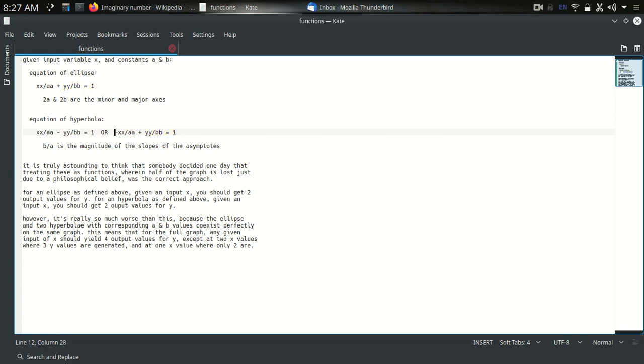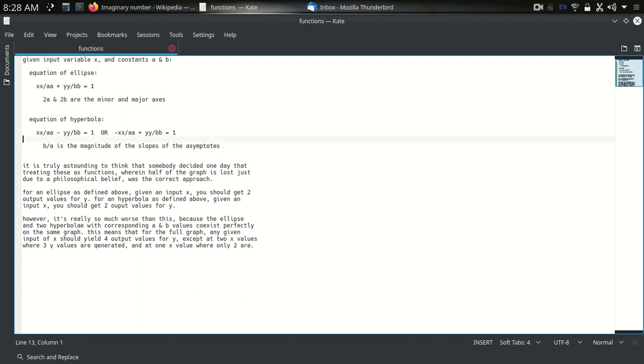And in the hyperbola, one of the terms is negative. It could be the x squared term or the y squared term. Doesn't matter. But look at this. B on A is the magnitude of the slopes of the asymptotes. Okay? Rise over run, look at that. Rise is y, run is x. Oh my god. And it might be positive or negative. There's one of each.